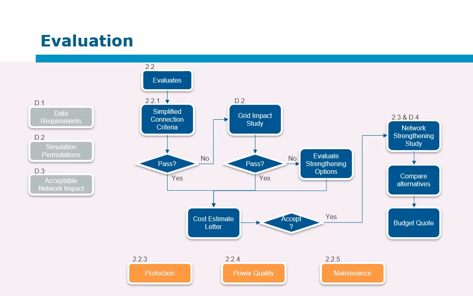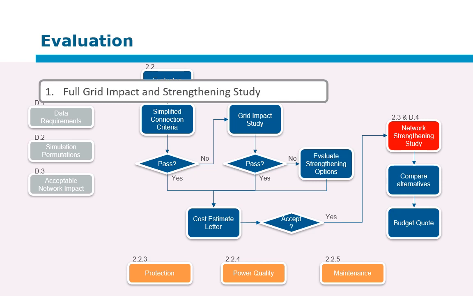Step 3 is the full grid impact study and network strengthening study. This is the last opportunity that the distributor has to make sure that there's no negative impact on their network and to make sure that any equipment that needs to be added is appropriately planned for. So there would be a comparison of alternatives to make sure that the most cost-effective solution is also found. And once again, referring to the pricing policy, one would look at alternatives that have benefit for the entire network.